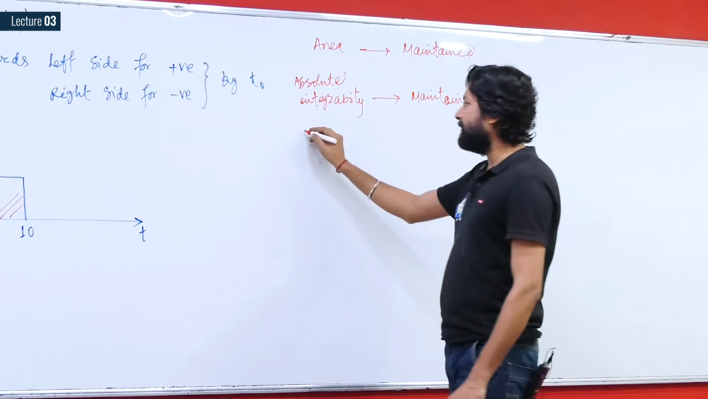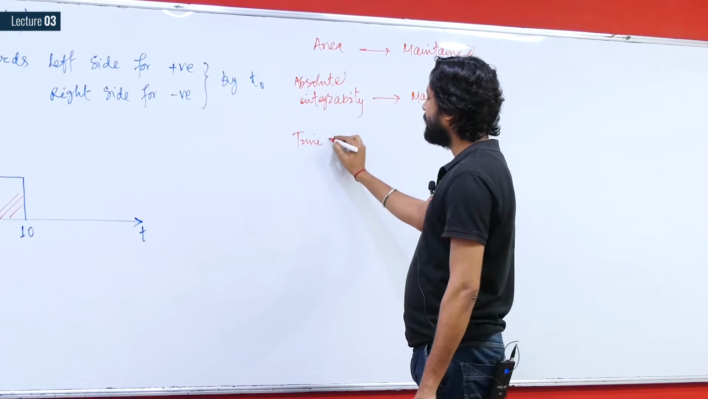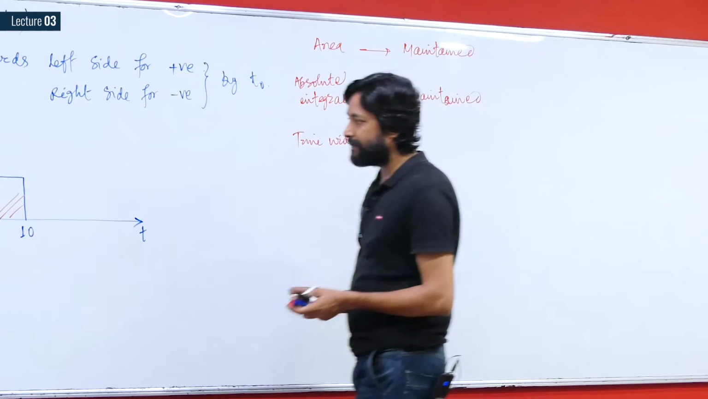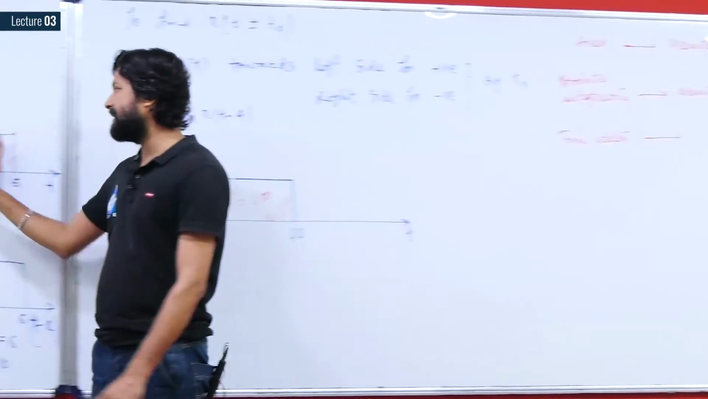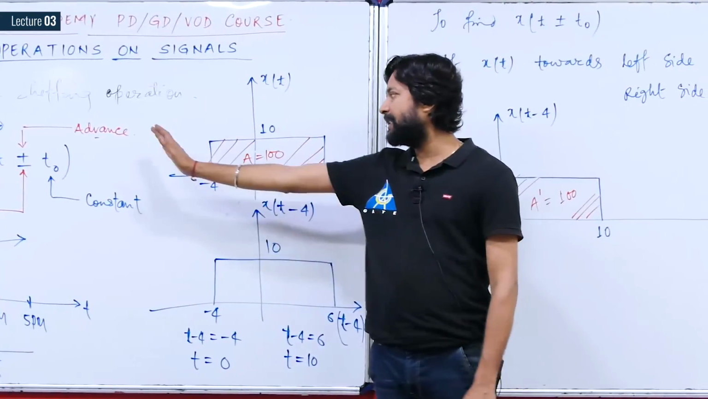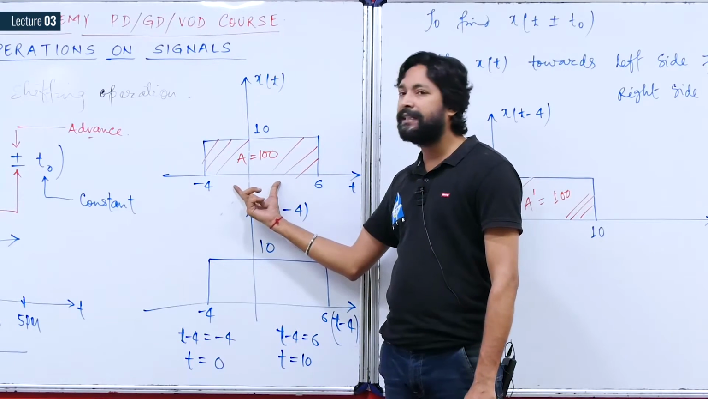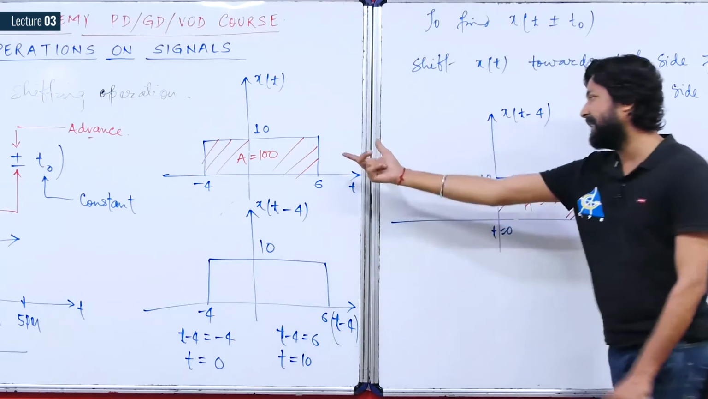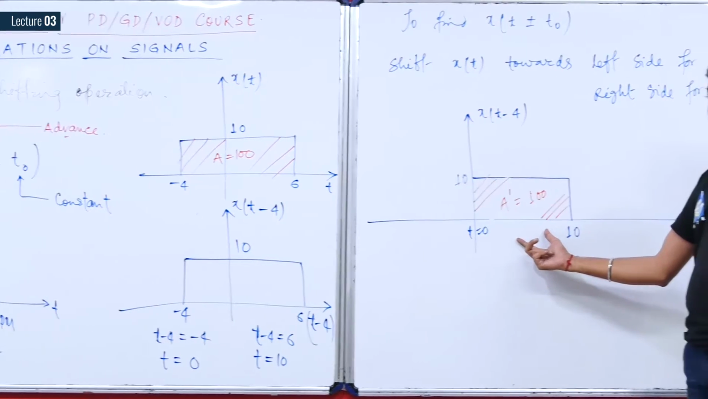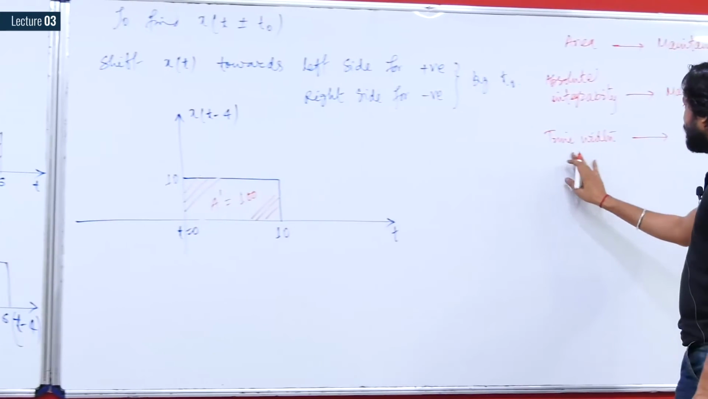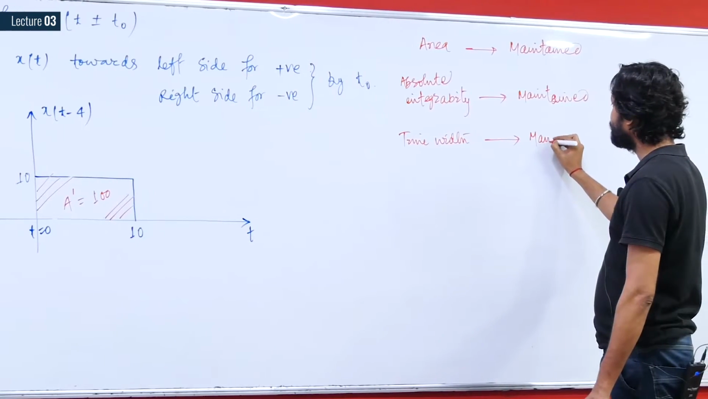Now if you see the time width, it is again going to be maintained, because we are just sliding the signal, either shifting towards the left hand side or towards the right hand side. So the total width of the signal is maintained. The total width of the signal is 10 here, and in this case also the total width is maintained at 10. Therefore you can say that time width is maintained.